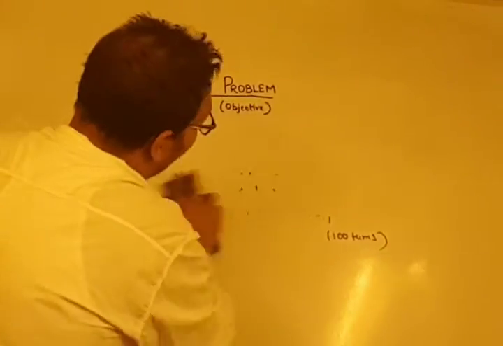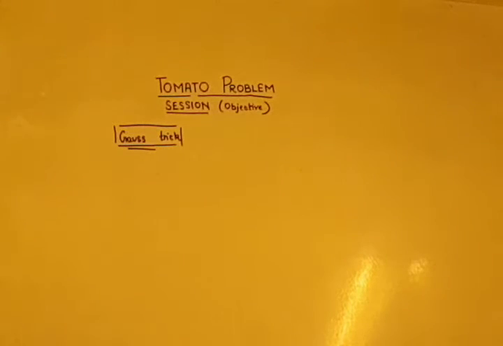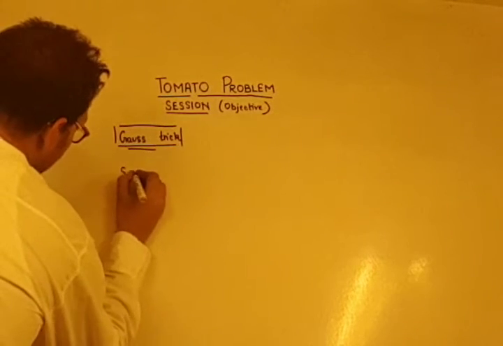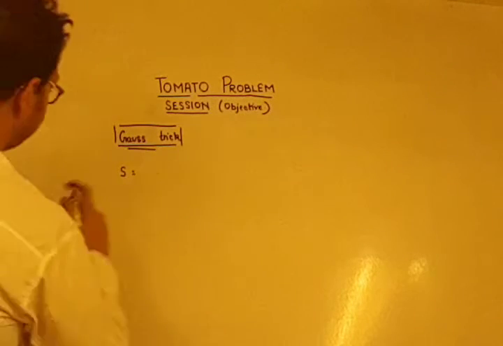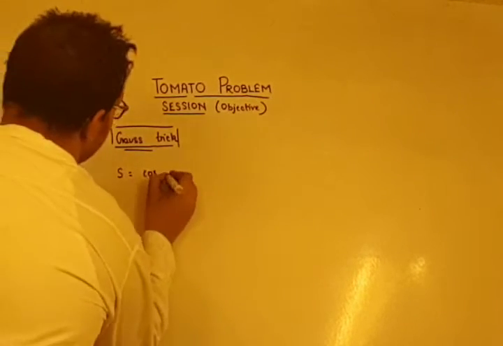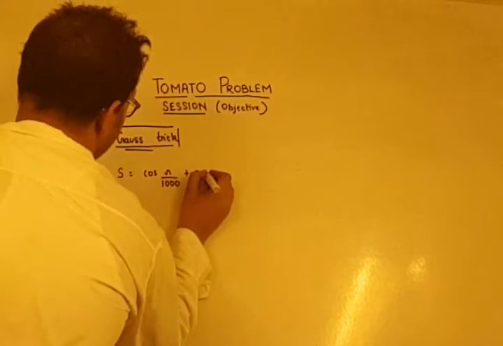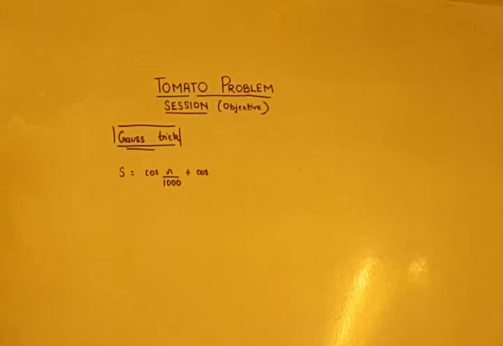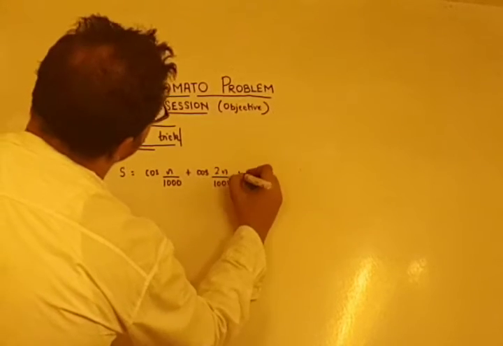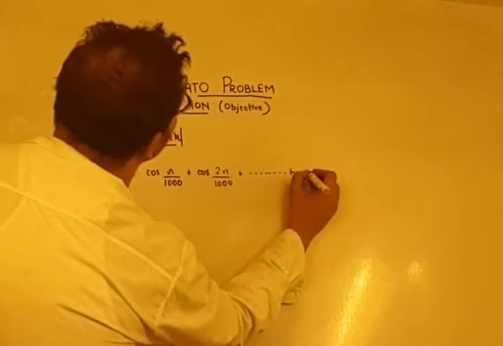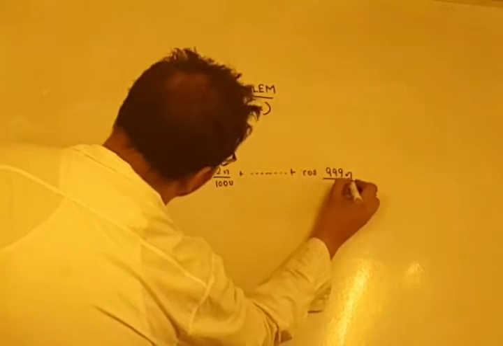So employing this Gauss trick, what was our expression? Let's name our expression as S. So S equals, the expression was cos pi by 1000 plus cos 2 pi by 1000 plus up to cos 999 pi by 1000.